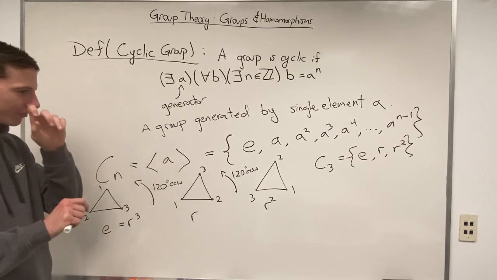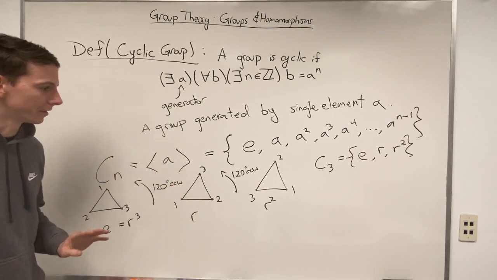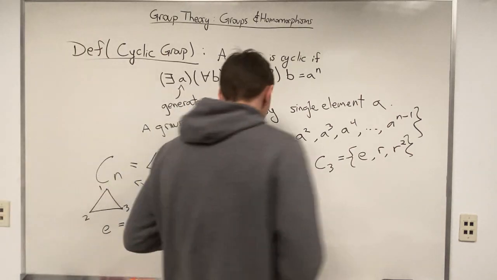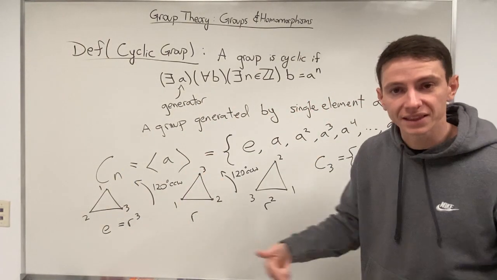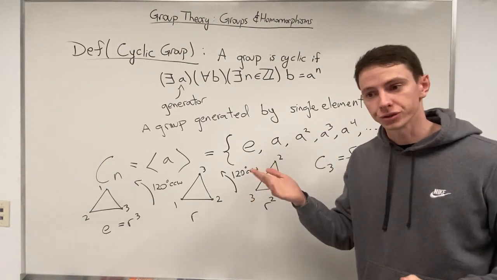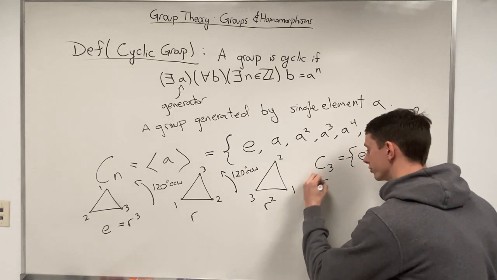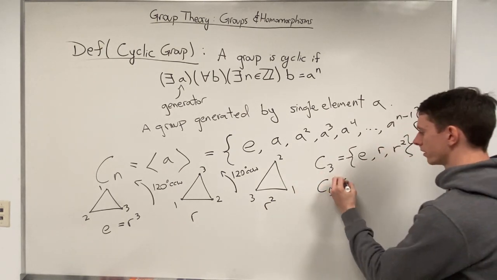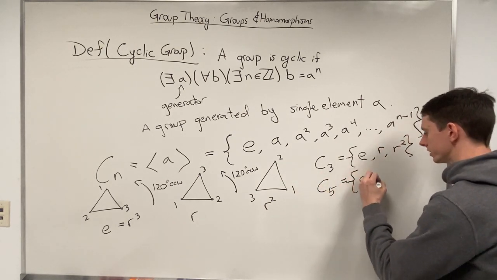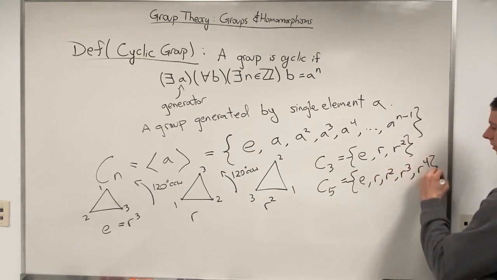You can imagine if we had a pentagon that we were interested in, a 5-sided polygon. And if we were to only look at the rotations that leave the 5-sided polygon invariant, to look at the symmetries of the pentagon's rotations, that would produce the group C5. And that would be E, R, R squared, R cubed, R to the 4th, like this.